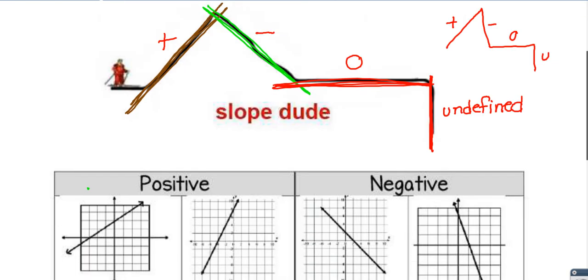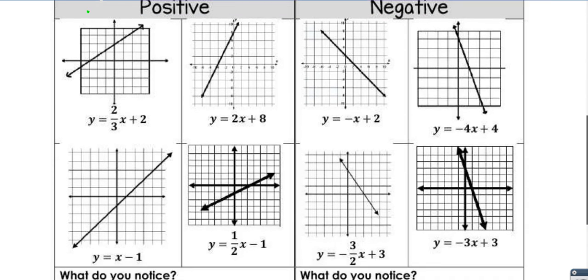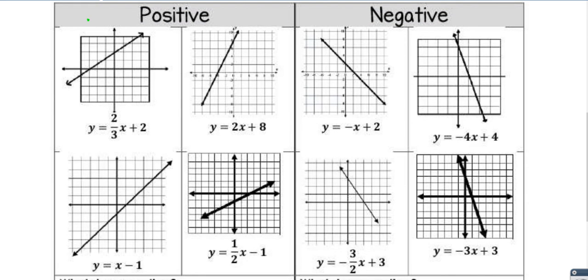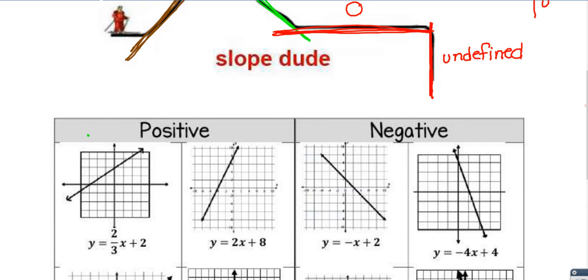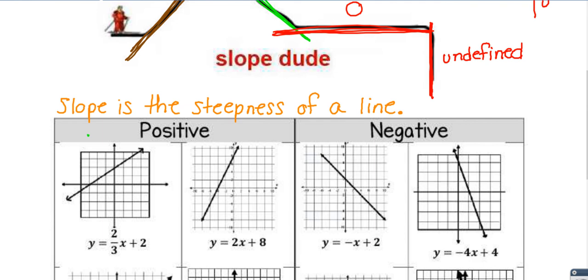Okay, so before we move down and actually talk about this part, I want us to understand that slope is the steepness of a line. So we're going to write that. Slope is the steepness of a line. So we're figuring out, is it really steep to where it's almost vertical? Is it flat? Is it maybe less steep? I don't know. That's what we're figuring out though, okay?